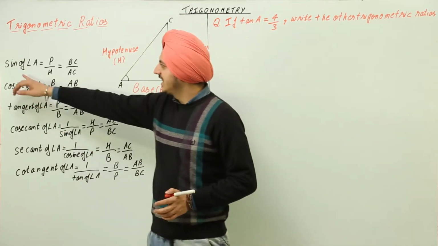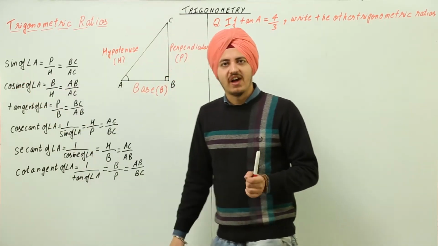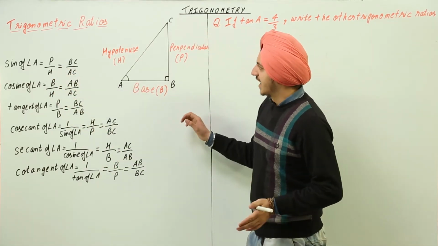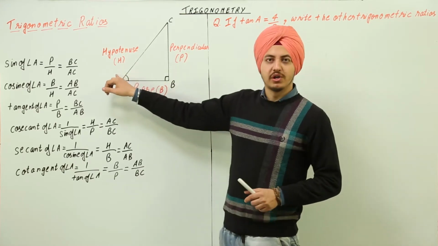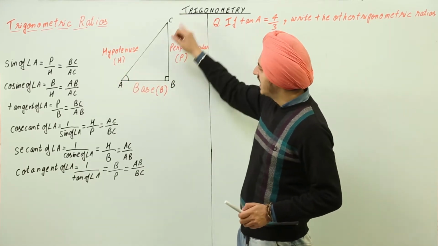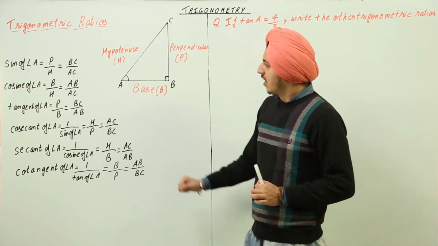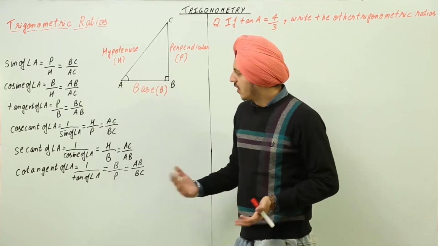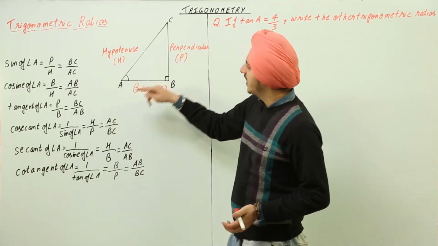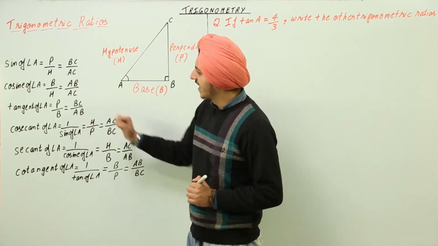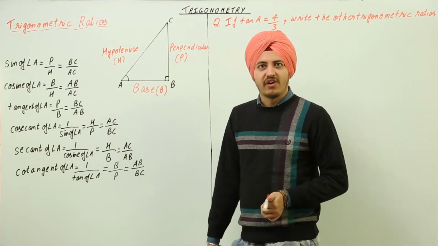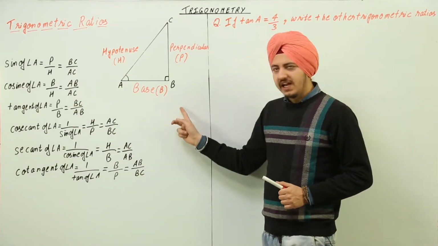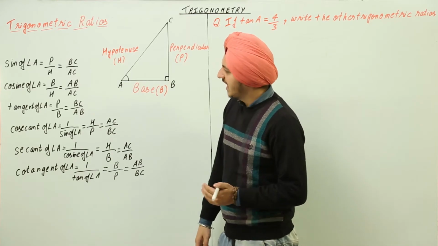Now there are a few trigonometric ratios which you have to know. What is sine of angle A? Sine of angle A is perpendicular upon hypotenuse. So in this triangle, the perpendicular upon hypotenuse is BC upon AC, correct? What is cosine of angle A? It is base upon hypotenuse, so this is AB upon AC. Same way, tangent of angle A, or tan of angle A, is perpendicular upon base, that is BC upon AB.